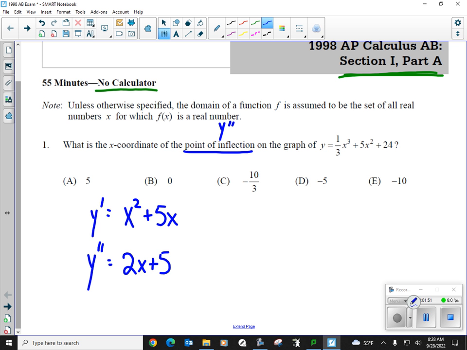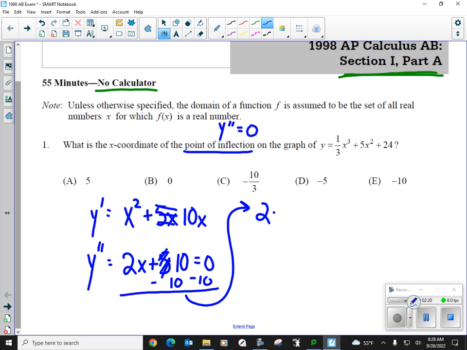Wait, I lied. This is 10x here, which means this would be 10. My brain went ahead and I was trying to figure out what the answer was first. Good thing I caught that. Point of inflection: the second derivative is equal to 0. So I'm going to set this equal to 0 and solve for x. Subtract 10 from both sides. So I've got 2x equals -10, and then divide by 2. And my x is -5.